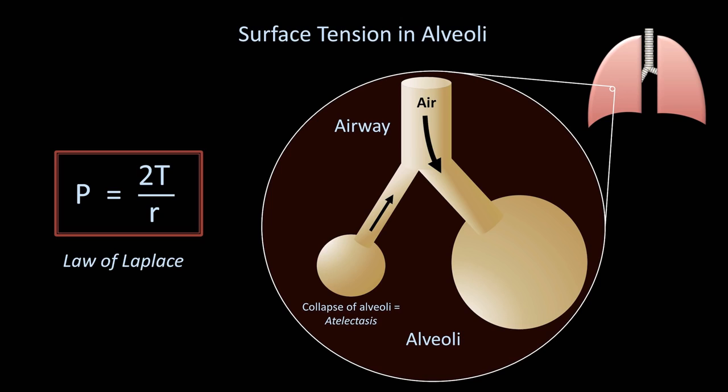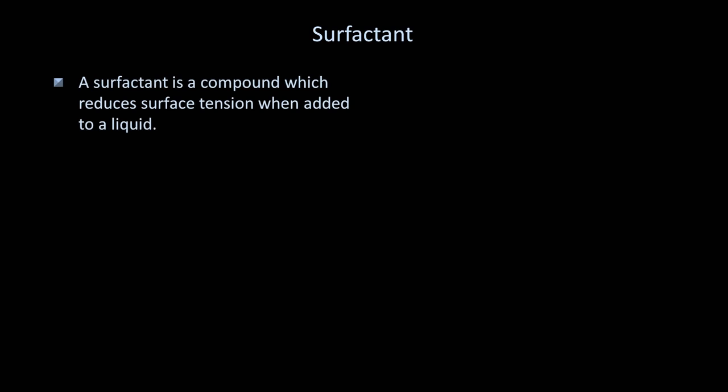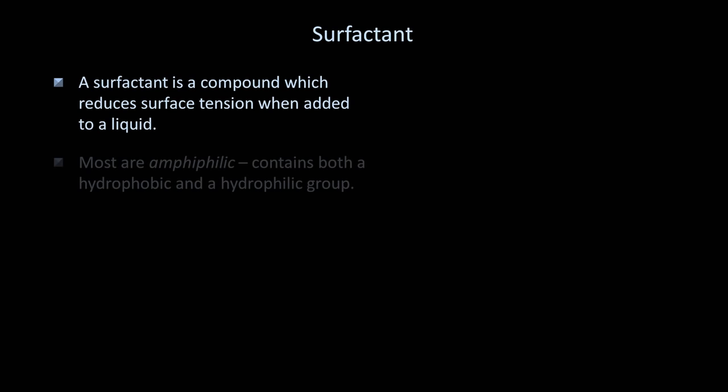This is obviously not good, so the body must have a way to prevent this from happening. It does, and it involves something called surfactant. A surfactant is a compound which reduces surface tension when added to a liquid. Most surfactants are amphiphilic, sometimes called amphipathic, which means they contain both a hydrophobic and a hydrophilic group.